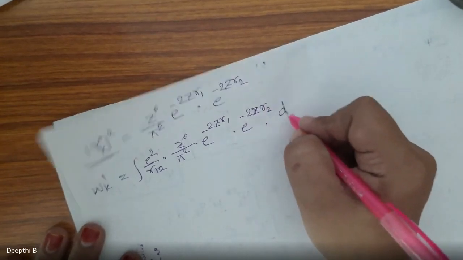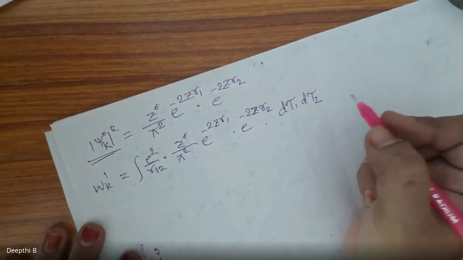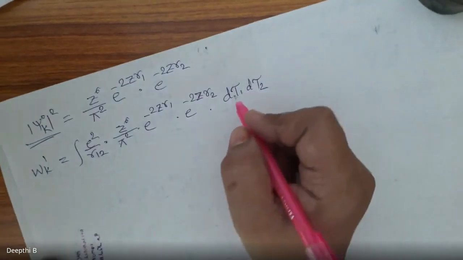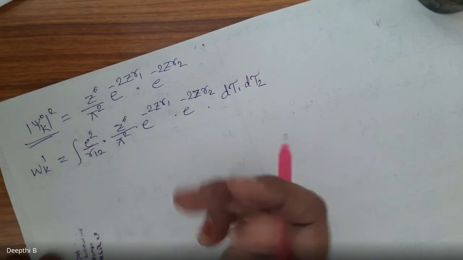So dτ is dτ1 into dτ2. It is converting in this. Okay, students, are you getting me? Just after these terms, we will calculate this WK prime.